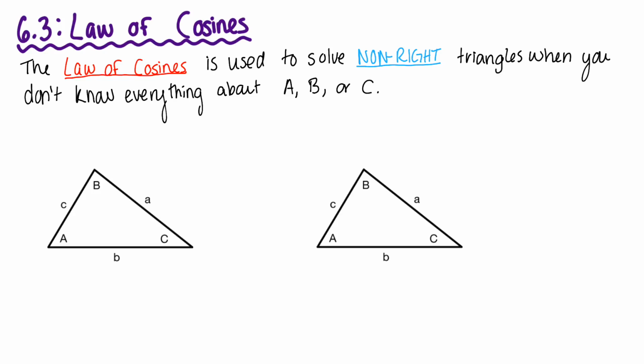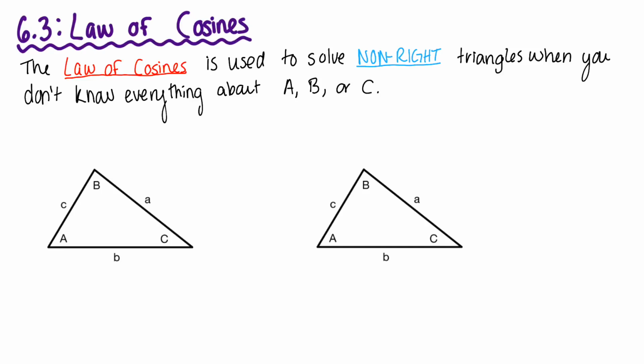All right, 6.3, Law of Cosines. So in the previous section, Law of Sines, we talked about what we could do as long as we knew everything about one of the letters, about A, B, or C, and at least one other piece of information. Law of cosines is the other rule we can use for solving non-right triangles, and this is the one we use if we don't know everything about any of the letters.